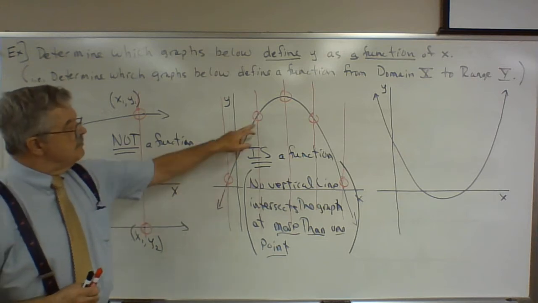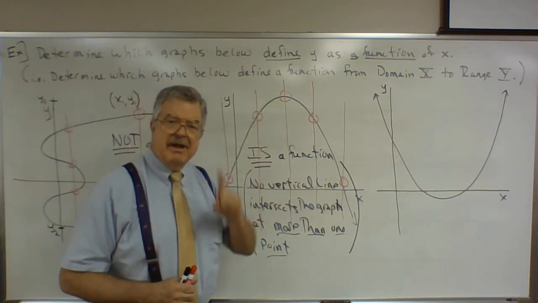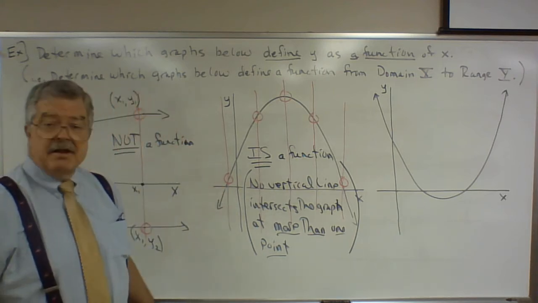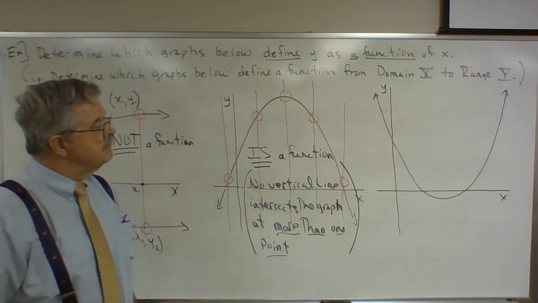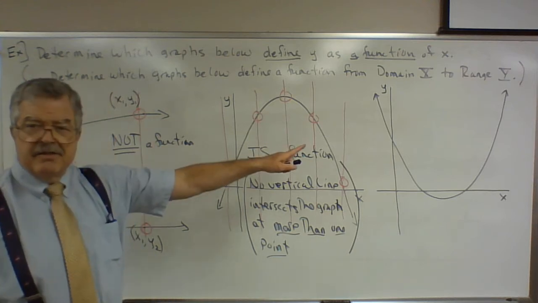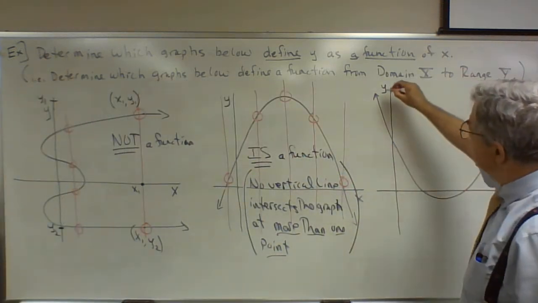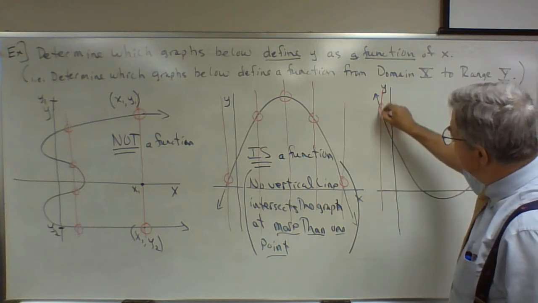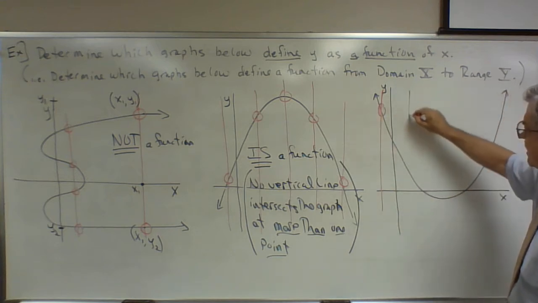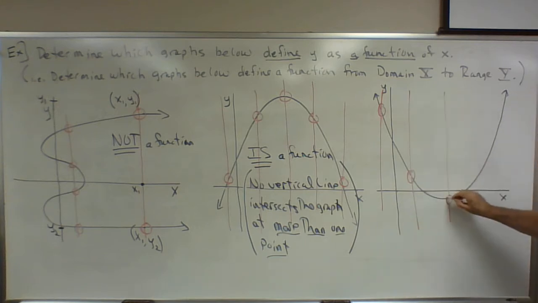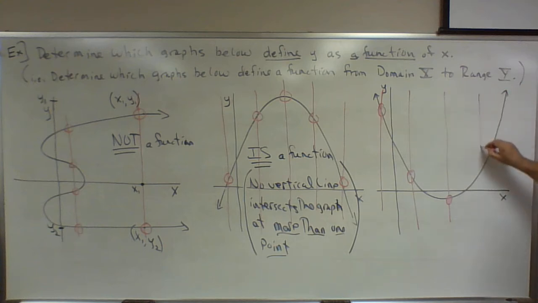No matter where I drew the vertical lines, they only intersected the graph at 1 point. This is a function. Now let's apply that same criterion to the next graph. Draw vertical lines: intersects at 1 point, 1 point, 1 point, intersects at 1 point, intersects at 1 point.